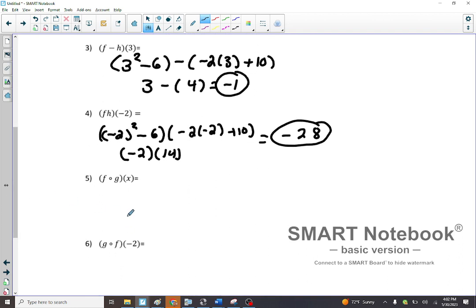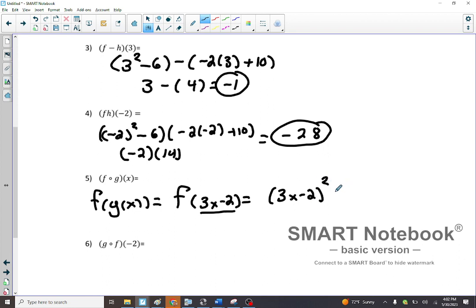This is f of g. Remember, this is a little different. It's f with g on the inside of the f. So remember that open circle, that open bullet point, is f of g. That means I'm going to replace the g with what g of x is, which is 3x minus 2, and plug 3x minus 2 into every x in f of x. So in this case, it's 3x minus 2 squared minus 6.